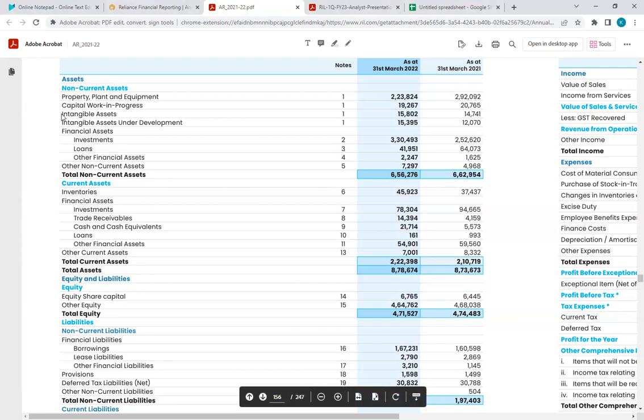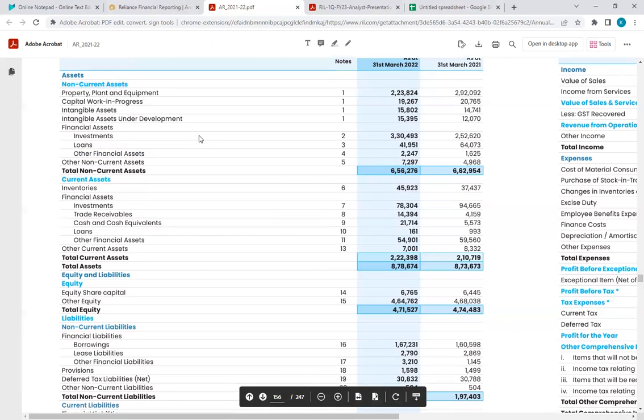Okay, so intangible assets can sometimes be patent rights, and sometimes the brand value also. So it will be non-physical, but still it is an asset to the company. Okay, and financial assets like investments, loans, and other financial assets come under non-current assets.